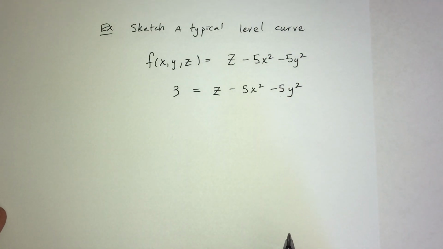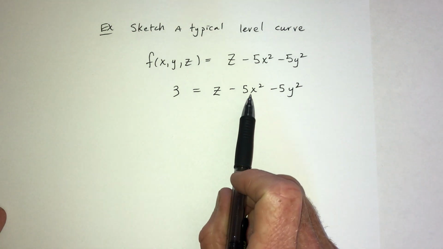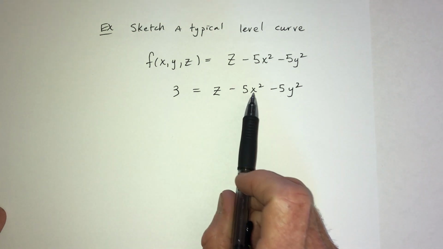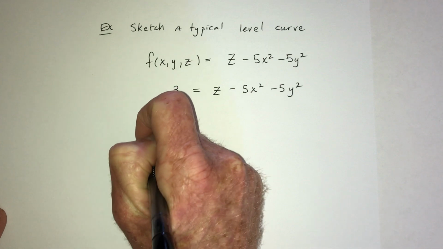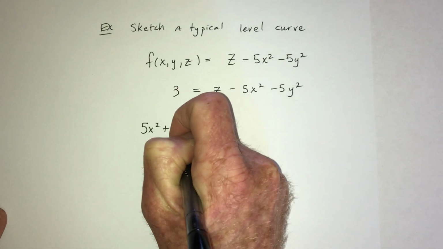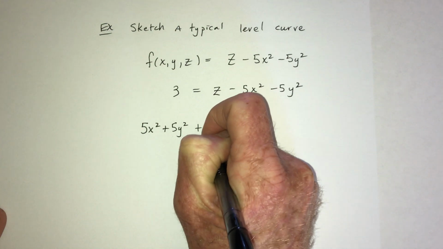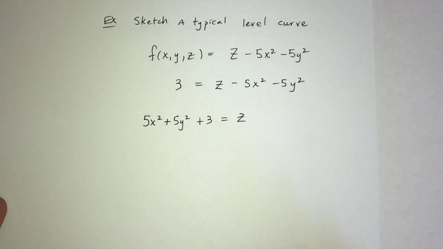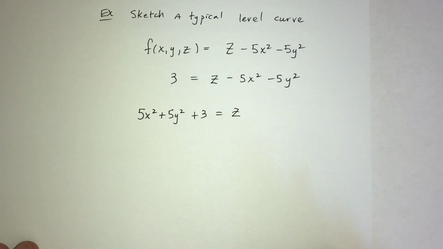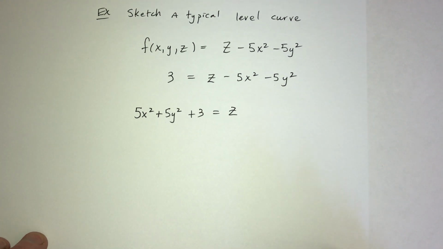And then we need to graph this in 3 dimensions. So I'm going to take this negative 5x squared and this negative 5y squared and move them to the other side. And then what does that look like? And then of course you could use the GeoGebra to graph that.